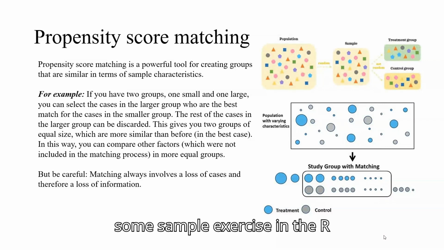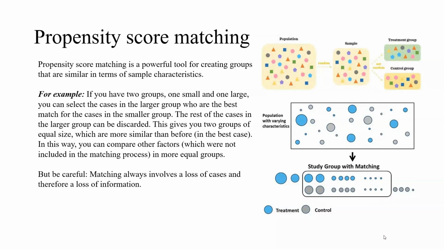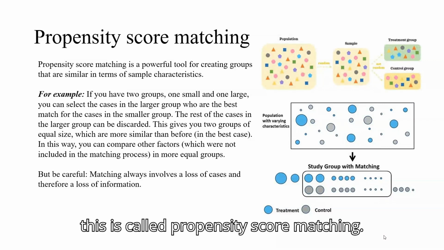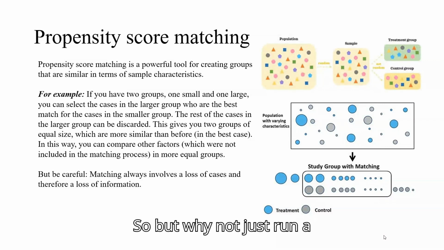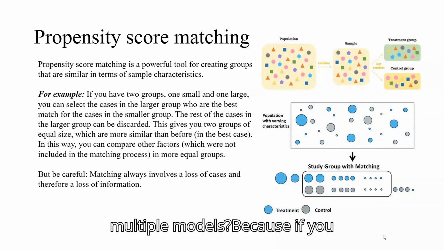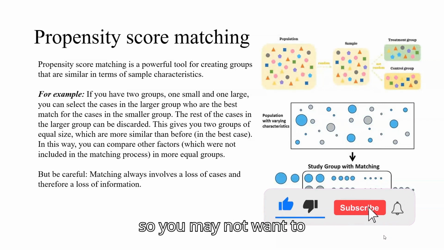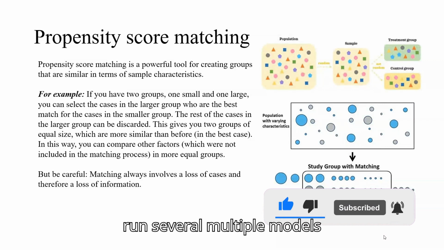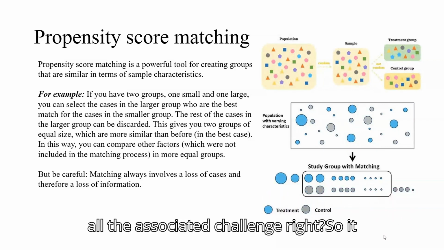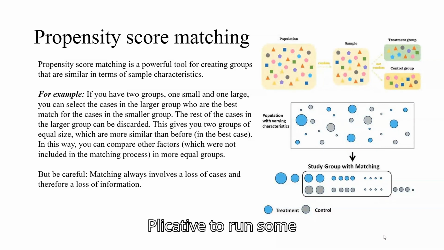I will give some sample exercise in RStudio. Okay, we will see. This is called propensity score matching. But why not just run multiple models? Because if you study multiple endpoints, you may not want to run several multiple models with all the associated challenges, right? So it is easier and more palatable to run some univariate tests on the matched samples.